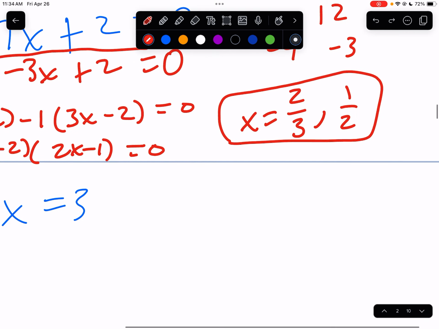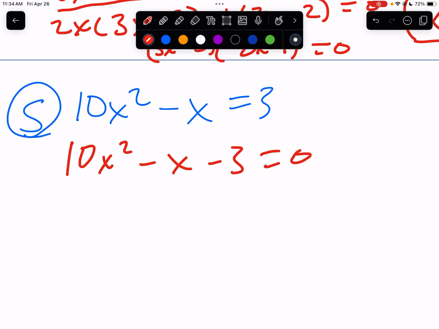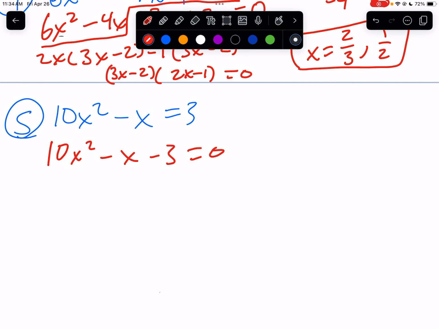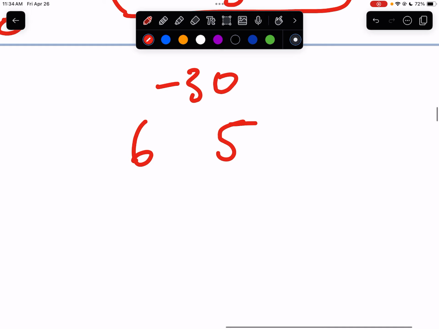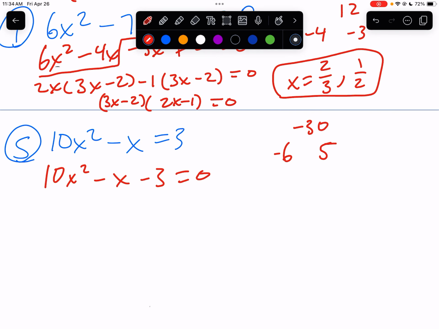All right. Next one, we have an issue. It's not equal to 0. So first move to make it better is to subtract 3 from both sides, and now it's equal to 0. And now it's just like what we've been doing. 10 times negative 3 is negative 30. I need factors of 30. What does this tell me? They need to subtract to equal 1, and that's going to be 6 and 5. How do I get negative 1 out of the number 6 and 5? Well, it'd have to be negative 6 and positive 5.